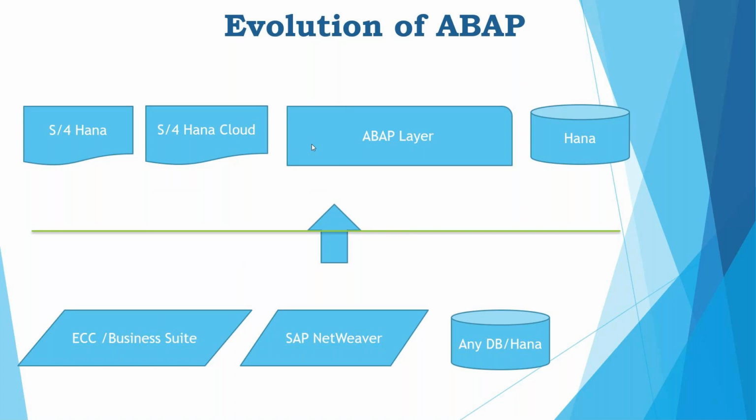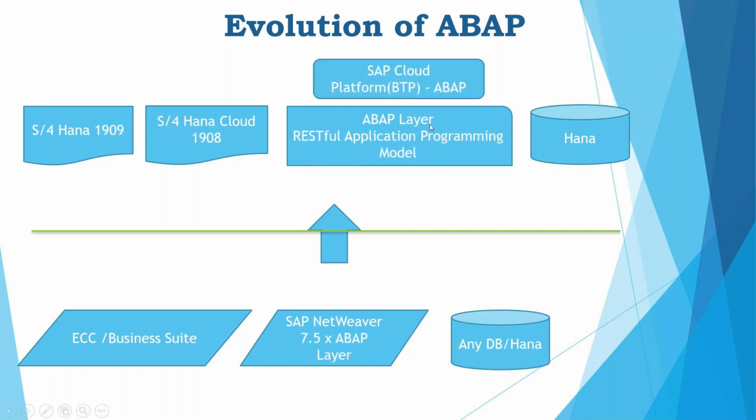Now if you look at this, down here is ECC Business Suite and SAP NetWeaver and any DB like Oracle DB. This is what we use in the old ECC systems. When you upgrade your system, instead of ECC Business Suite, we have S/4HANA as well as S/4HANA Cloud, and you see the ABAP layer. The applications we develop in S/4HANA or S/4HANA Cloud are in the ABAP layer, connected to HANA DB. All the innovations are happening in this ABAP layer only, which is nothing but RAP. RAP is available from 1909 and above on premises, and it is available in S/4HANA Cloud now. RAP is a framework to develop APIs, and we can easily consume them in Fiori apps.